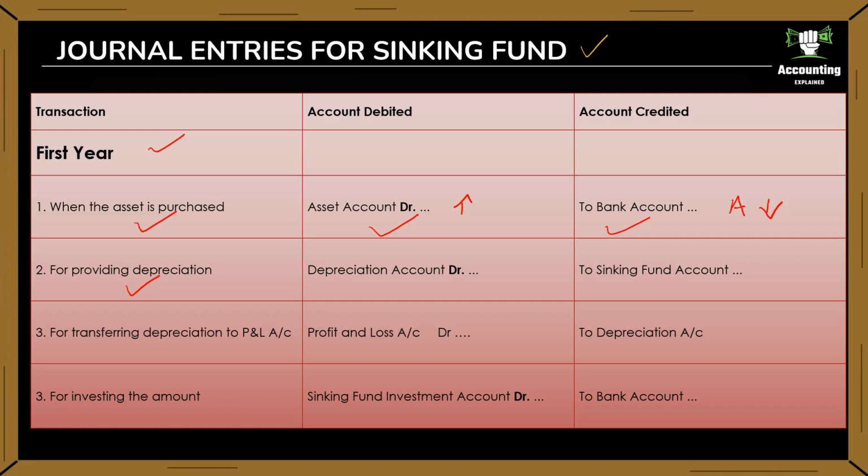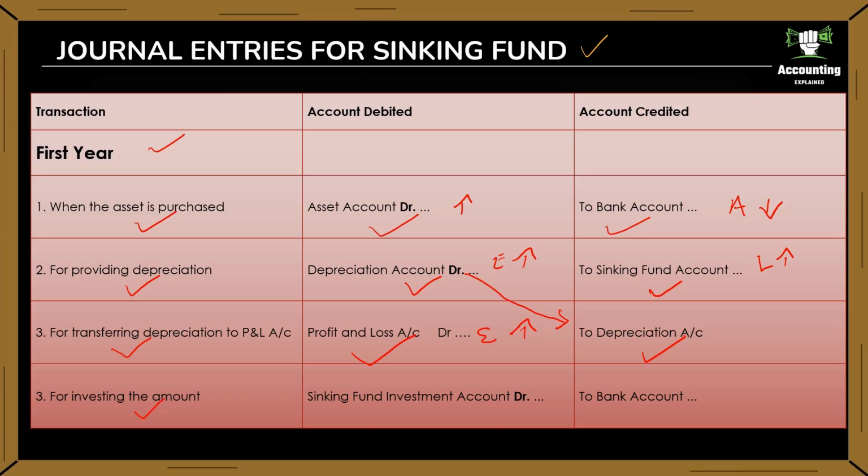For providing depreciation, depreciation account debit. Depreciation is an expense. So when the expense increases, it has to be debited, to sinking fund account. Here, you are creating a reserve, a liability. So when the liability increases, it has to be credited. That is why the sinking fund account is credited. Next, for transferring depreciation to the P&L account. This depreciation which you have debited will be transferred to the P&L account. First, that has to be credited to the depreciation account. Okay, that is cancelled by crediting it. Next, the P&L account is debited. The P&L account expense side is going to be increased. That is why the P&L account is debited.